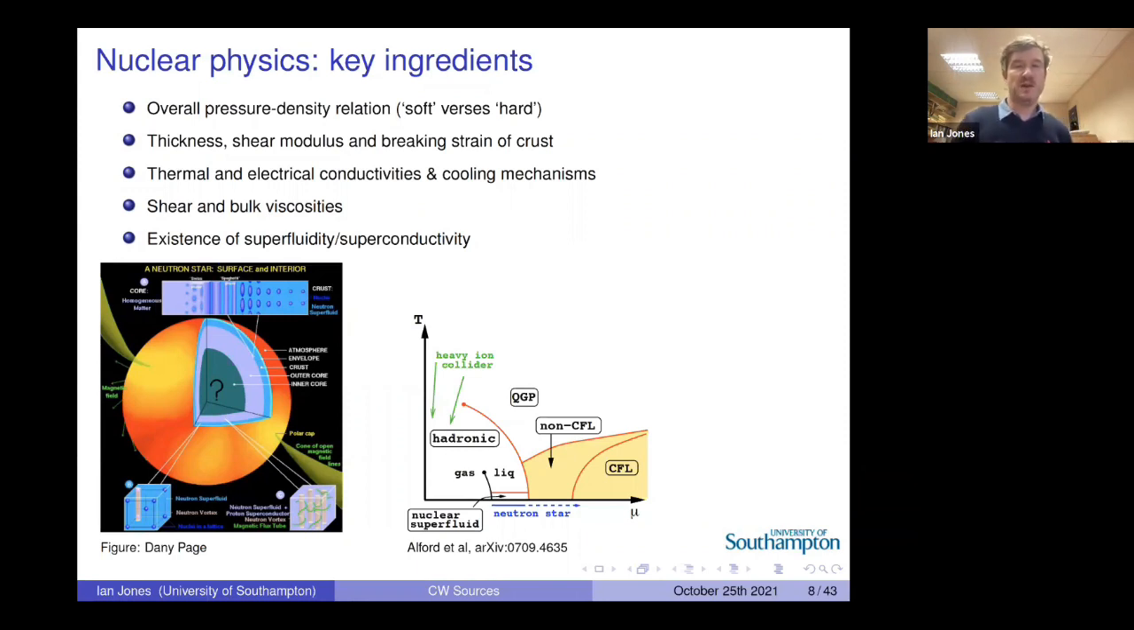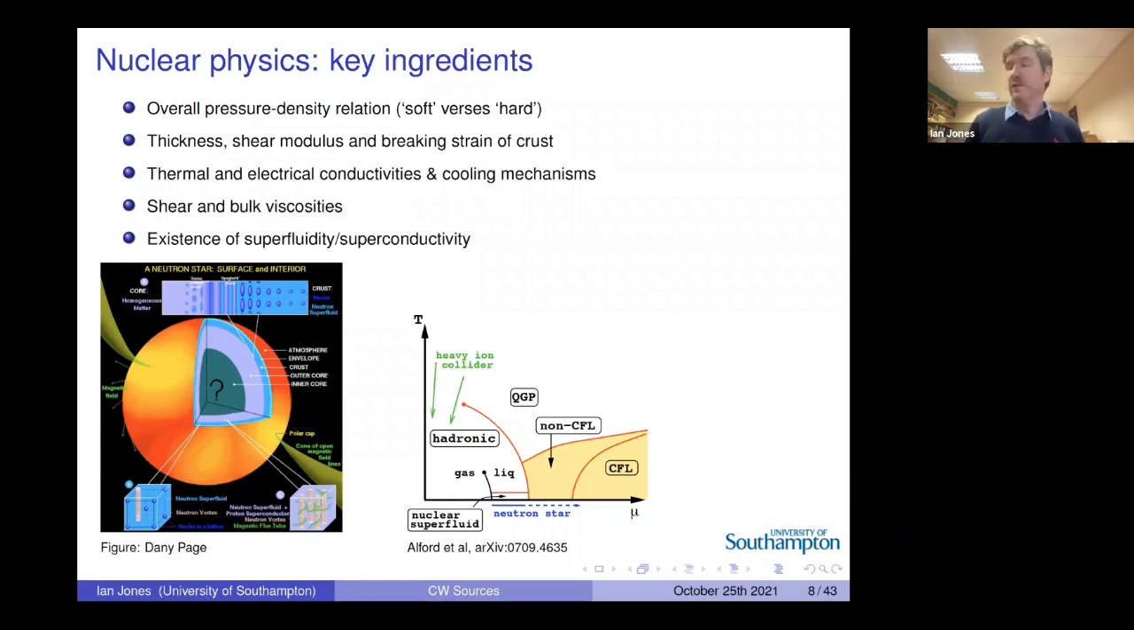But basically what I mean by soft versus hard here, if you don't know already, is that soft means the pressure density relation is such that for a given mass, the star would be small and dense. The matter is easily compressed. That would be a star built from a soft equation of state, whereas a hard equation of state means that it's difficult to compress the matter. So for a star of a given mass, it would have a large radius.